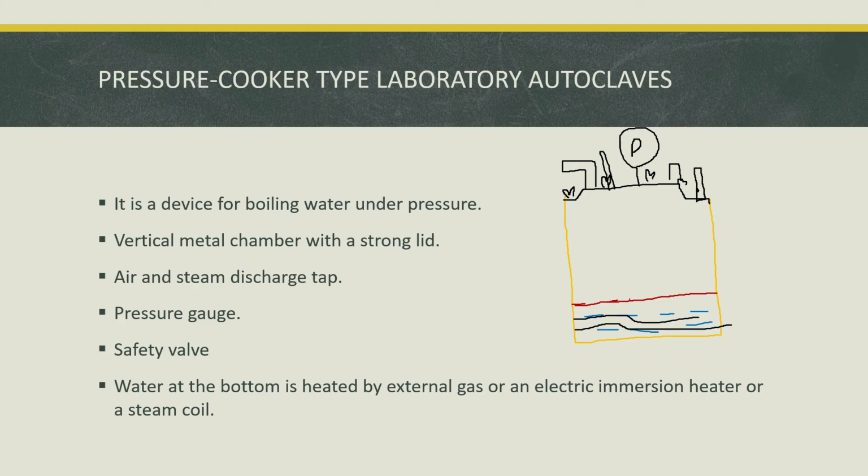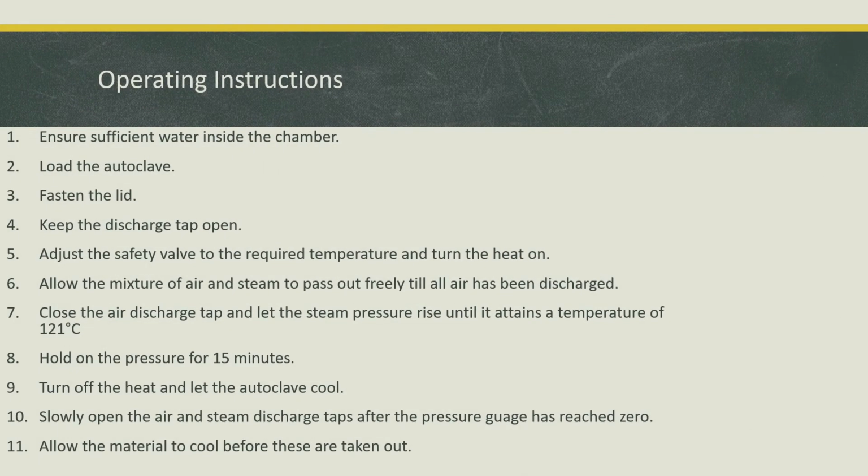Now the operating instructions: ensure sufficient water is inside the chamber, load the autoclave, fasten the lid, keep the discharge tap open, adjust the safety valve to the required temperature and turn the heat on. Allow the mixture of air and steam to pass out freely till all air has been discharged. Close the air discharge tap and let the steam pressure rise until it attains a temperature of 121 degrees centigrade.